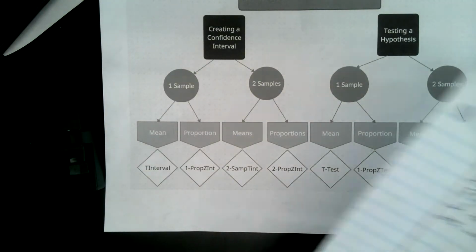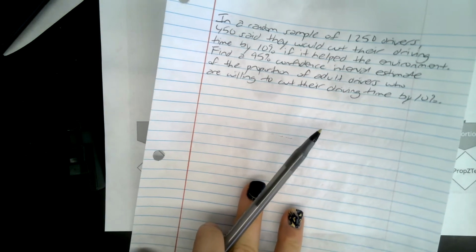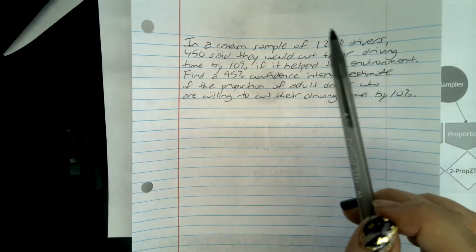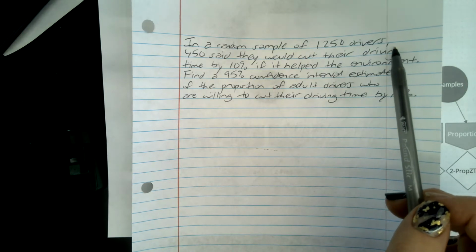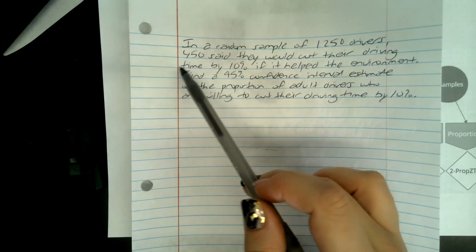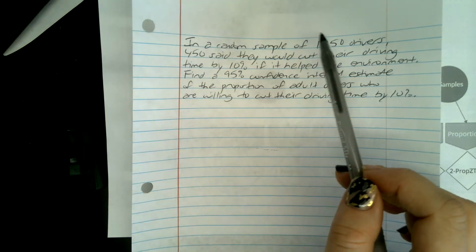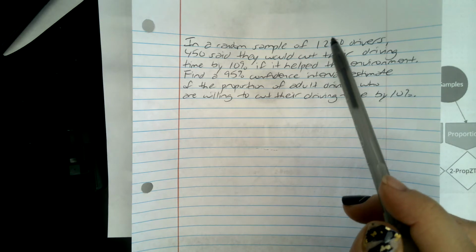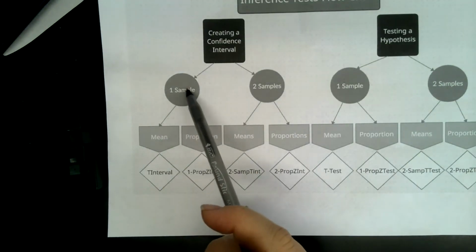And then one sample or two sample is our other question. It says in a random sample of 1,250 drivers, that is the only sample that is mentioned here, so there is one sample. This number 450 is not a separate sample. That's the number of successes from our original sample. So do not let that confuse you. There was only one sample that was taken. So we are doing a confidence interval for one sample.